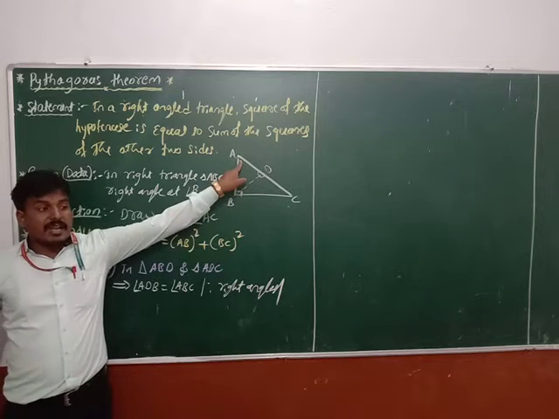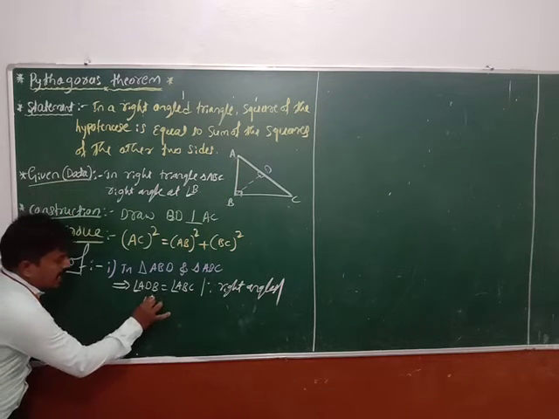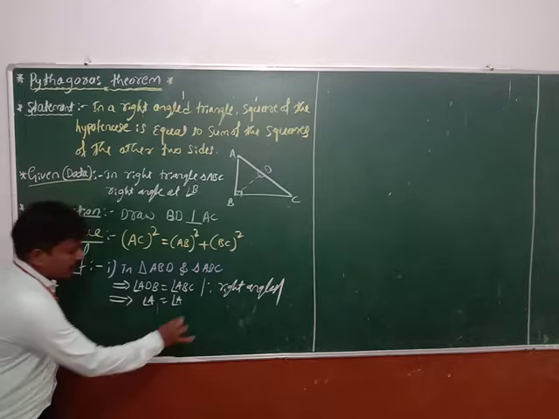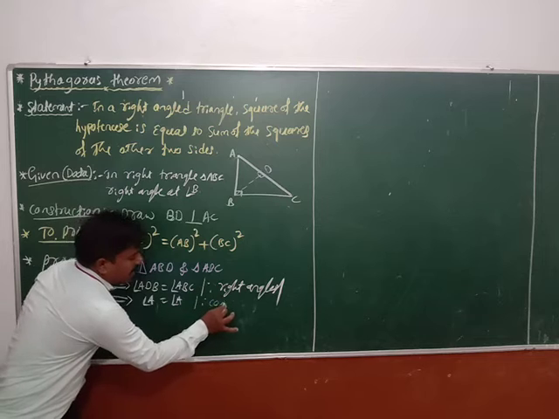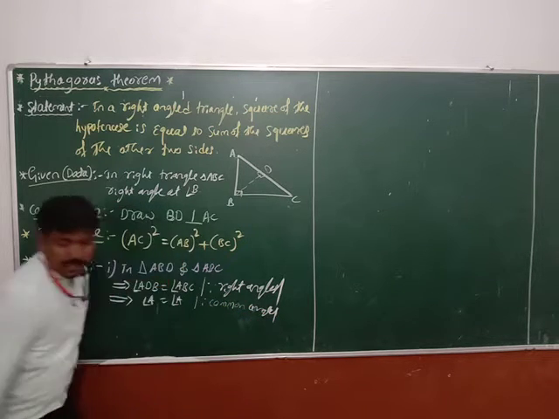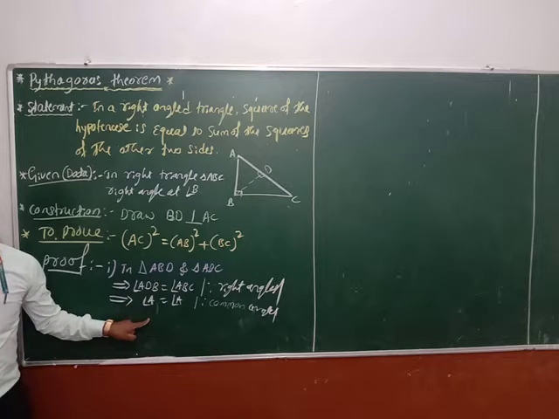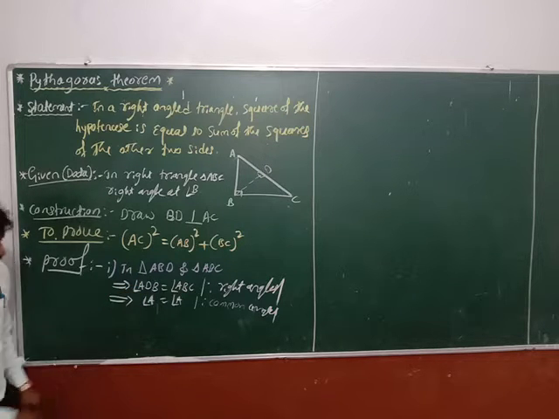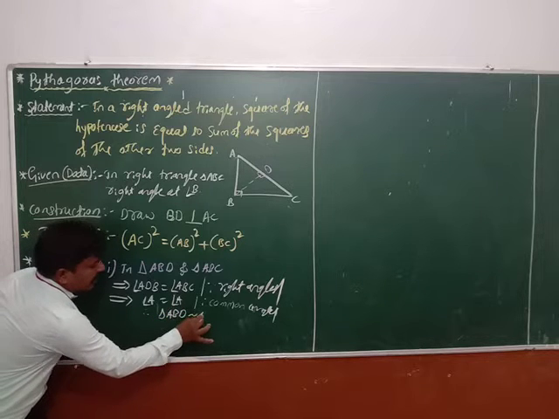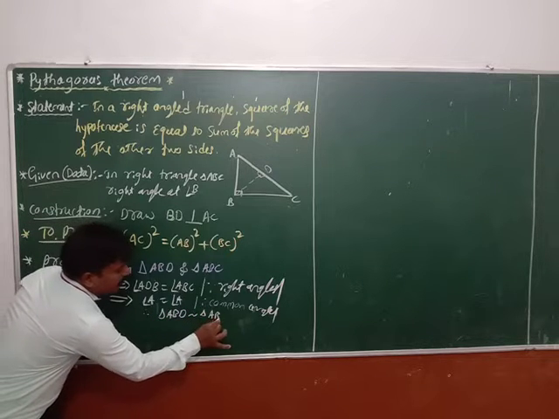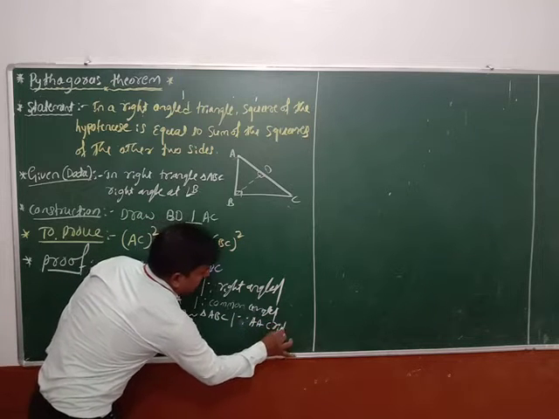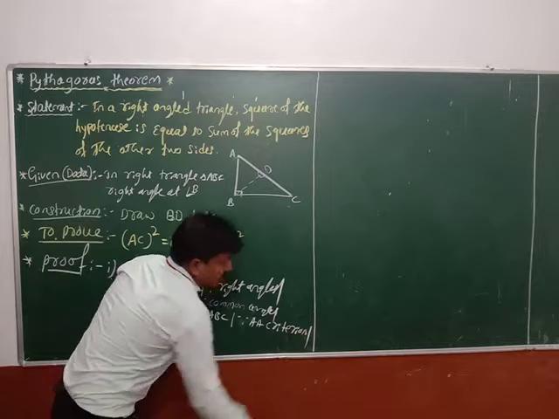What about one more angle? Angle A is a common angle. Angle A is equal to angle A. Yes or no? That is a common angle. Two angles are equal, therefore automatically these two triangles are similar. Triangle ABD is similar to triangle ABC by the AA criterion.